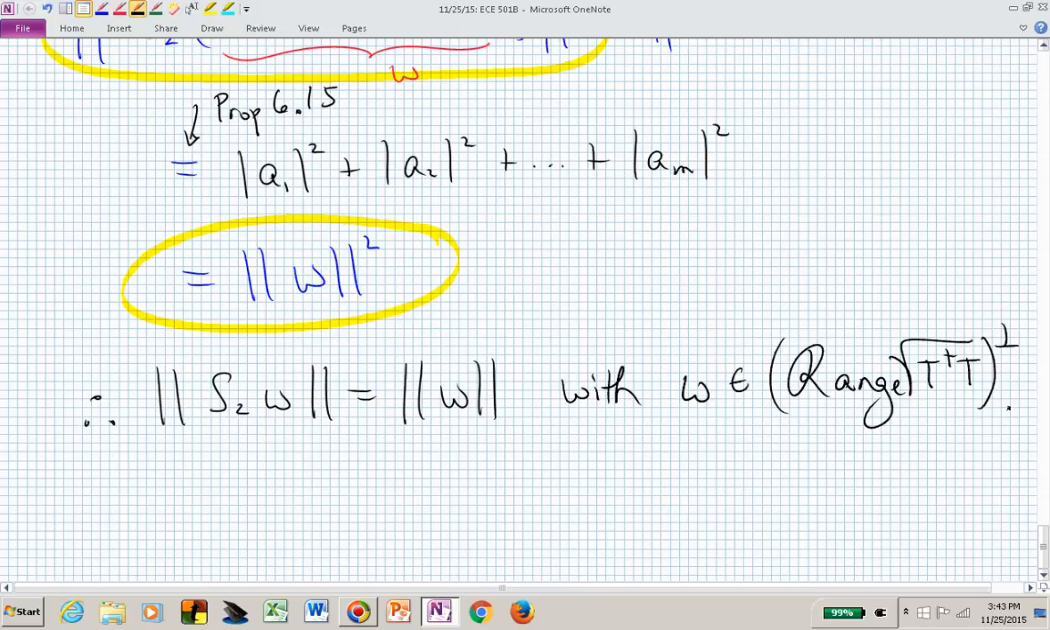And if that's the case, if we have this equality of the norm of S2W with the norm of W for all W in the orthogonal complement of the range of the square root of T dagger T, now we can say that S sub 2 is injective and an isometry.